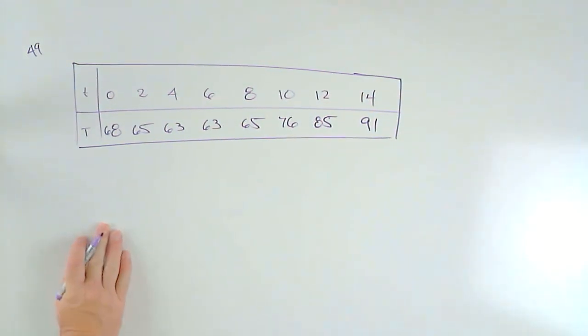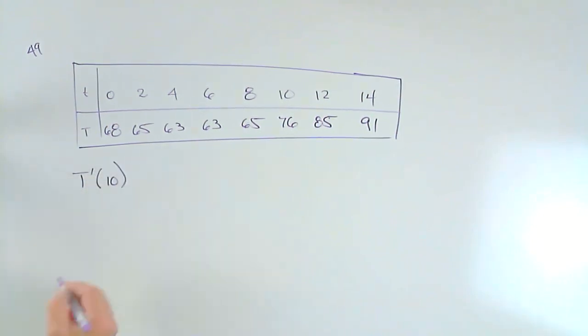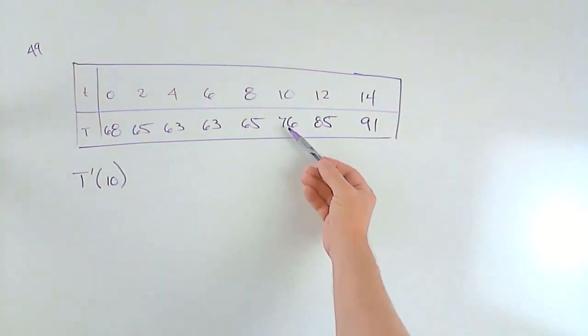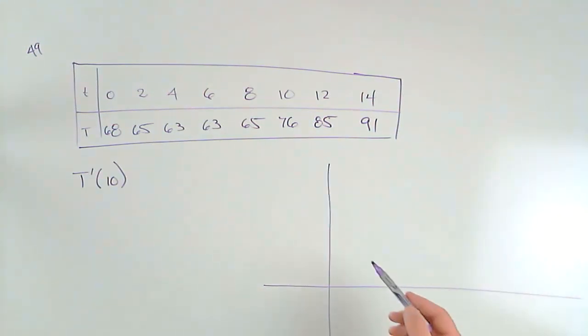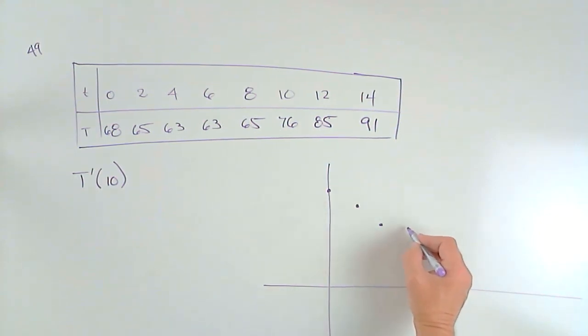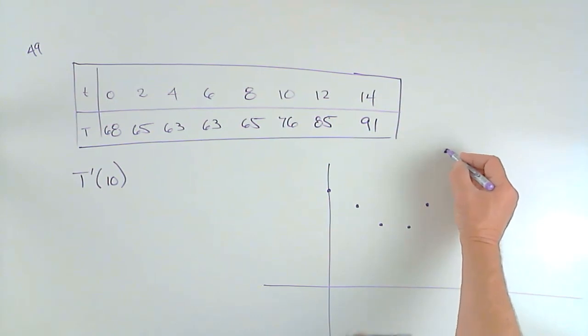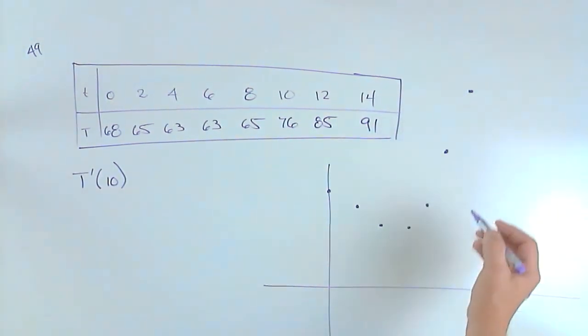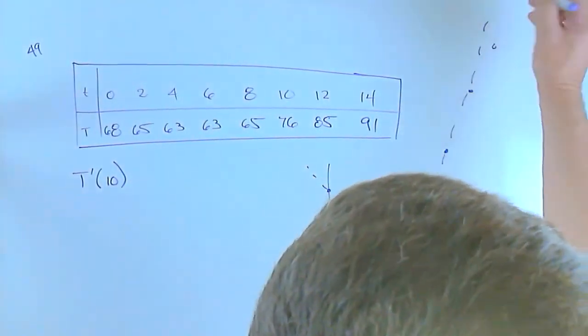And it says, what is the meaning of T prime of 10? T prime, what does that mean? Well, we know the temperature at 10 is 76. Right? We have some function here. If we were to graph this function, which we're not going to do, we go from 68 to 65 to 63, then we stay at 63, and then we go to 65, and we go to 76, and we go to 85, and then we go to 91, right? So we have some function for our temperature that looks like this.